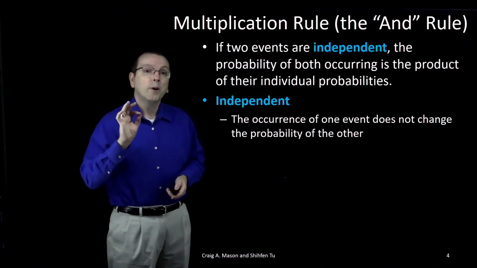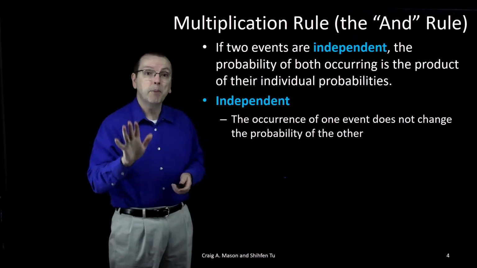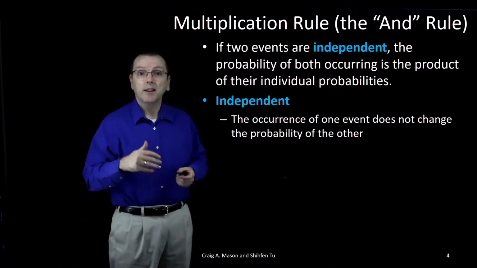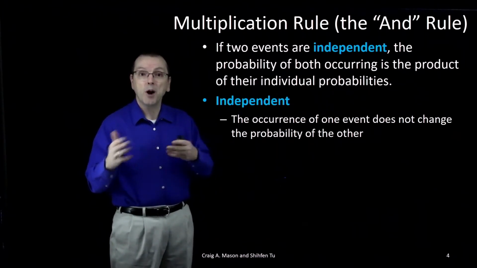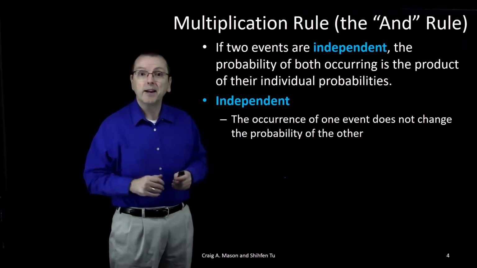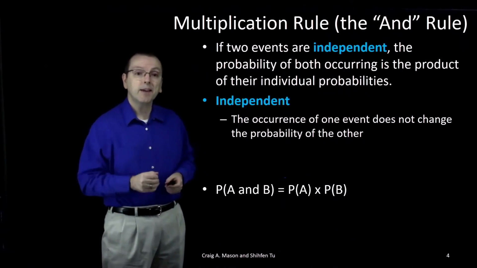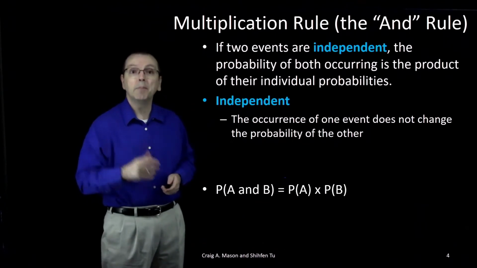Now, when two events are independent, again, the probability of both occurring is simply the product of the probability of each of the individual events. Mathematically, we can write that as the probability of A and B equals the probability of A times the probability of B.